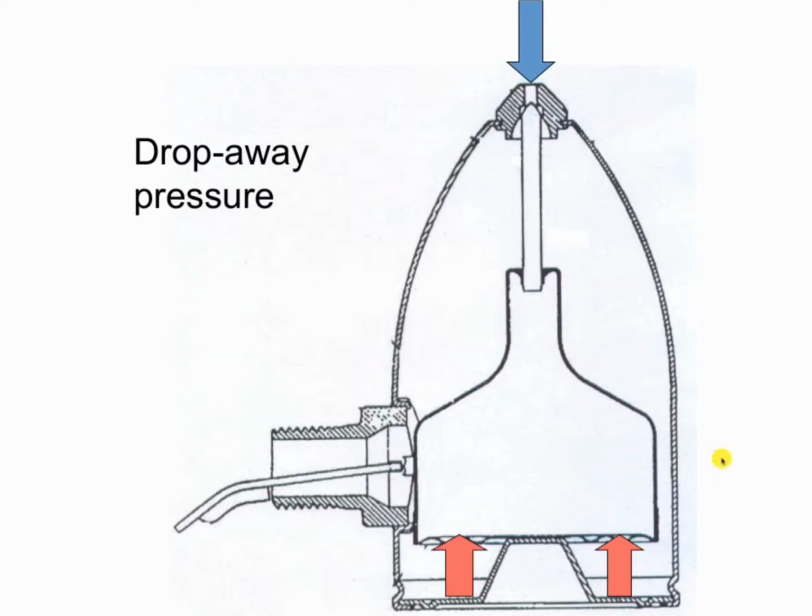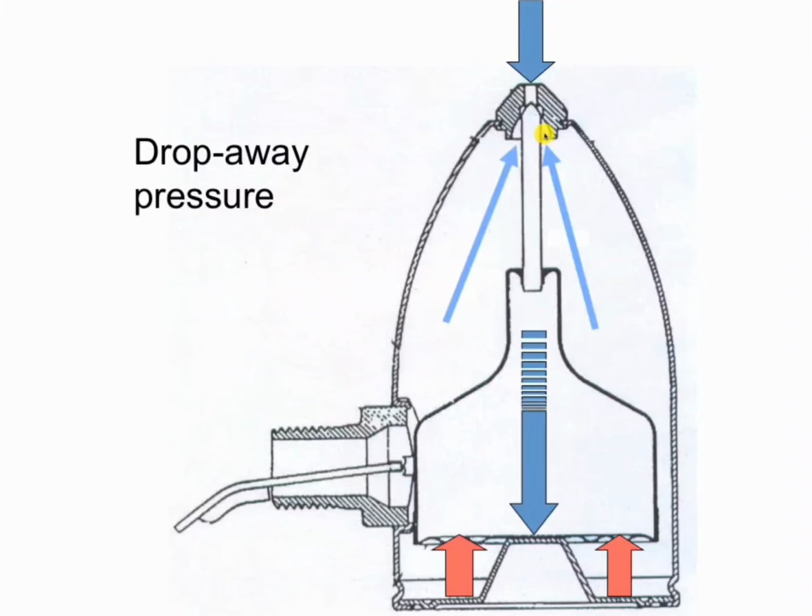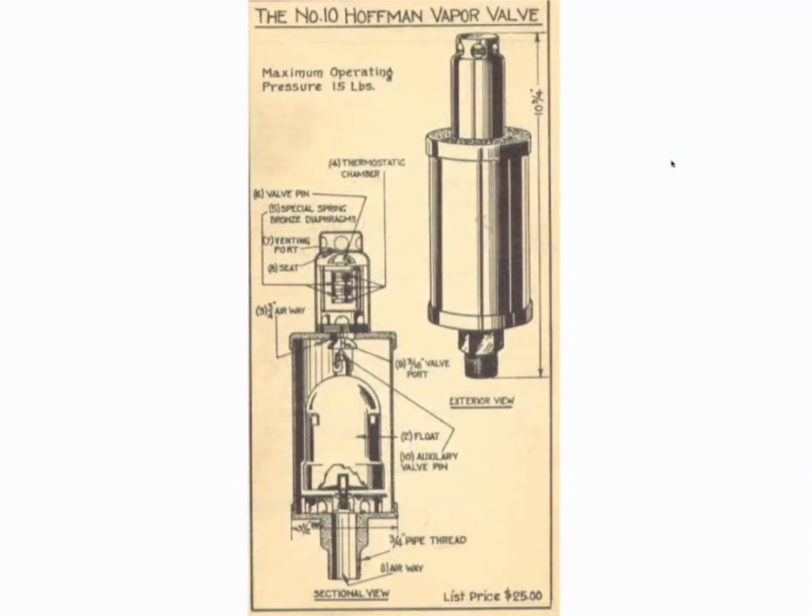So we want to lower the pressure so that the weight of this float can overcome the closing force and venting can continue beyond the first cycle. So that's called drop away pressure. We got to get below that point.